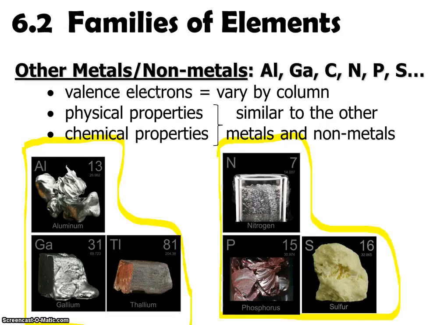Nitrogen is a gas in its elemental form, but phosphorus and sulfur are both solids. They are not conductors of electricity. They do not conduct heat. They melt at very low temperatures. So they are consistent with the other nonmetals. They just don't fit into either the halogen or the noble gas categories.